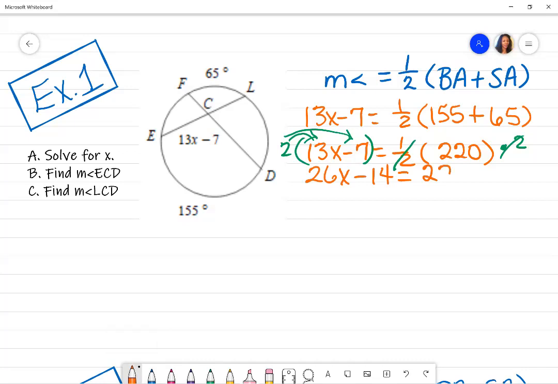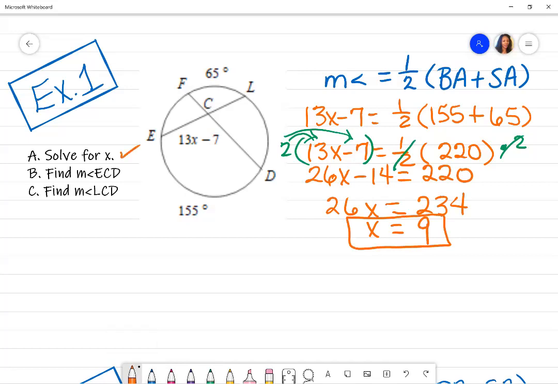Now I can bring down the 440. I'm going to add 14 on both sides, and that will result in 234. Divide both sides by 26. X is 9.